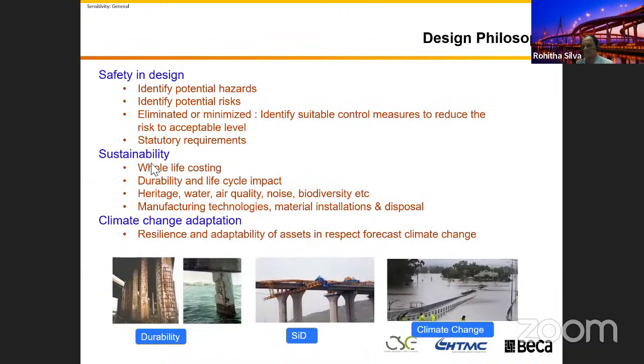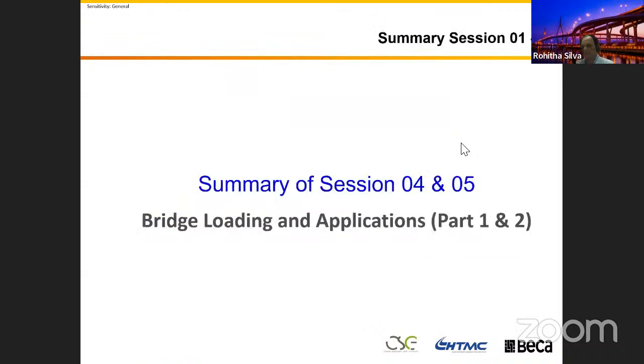Then safety in design, sustainability, and then I gave you some examples. If you do not properly design, if you do not consider your sustainability requirement, and then the climate change, another thing, the flood effect, and if you do not properly consider the failure like this, and then if you do not properly design it, the durability aspect. So this all costs a lot of money, and then to repair you need material and a lot of resources. So that's what you need to be really concerned about.